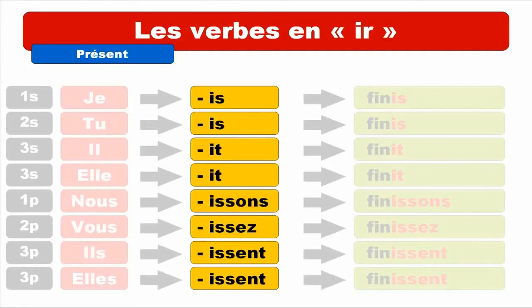For je, it's S. For tu, it's S. For il, it's T. Elle, T. Nous, I-S-S-O-N-S, vous, I-S-S-E-Z, ils, I-S-S-E-N-T, and elles, I-S-S-E-N-T. And then finally, before leaving you, how do we pronounce them? For je, it's I, for tu, it's I, for il and elle, it's I, for nous, it's isson, for vous, it's isse, and then for ils and elles, it's iss.